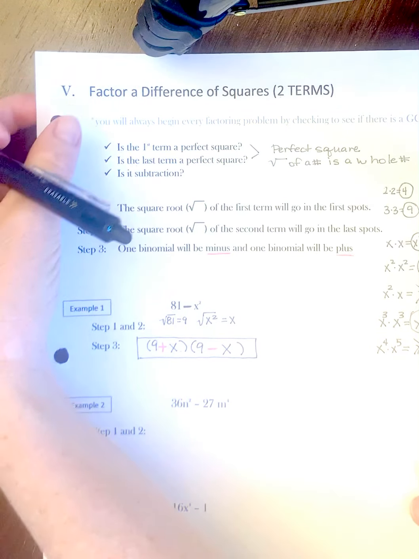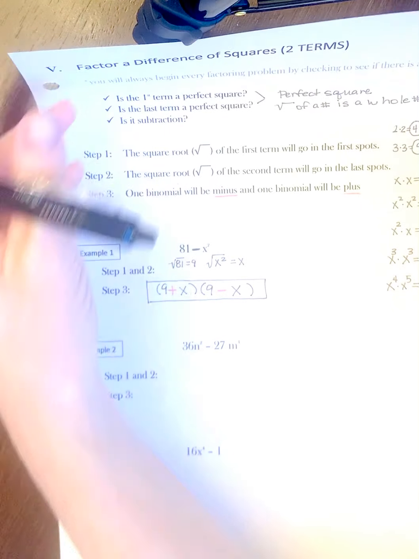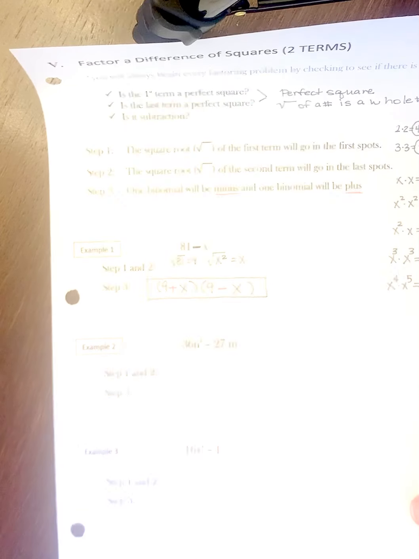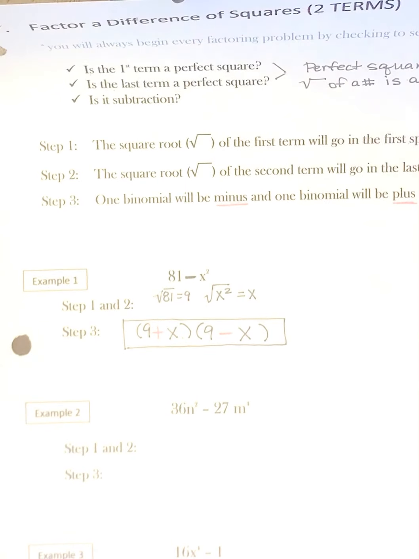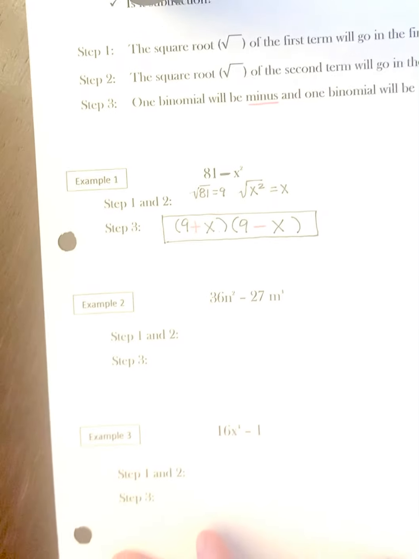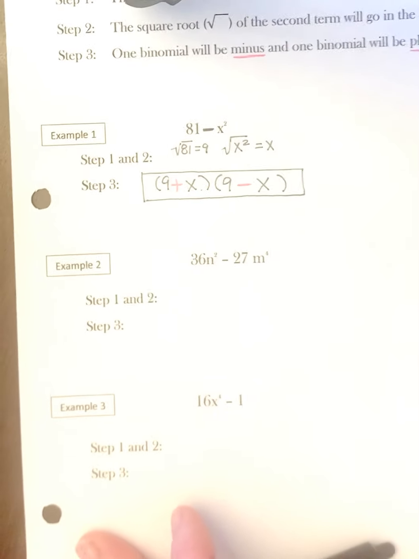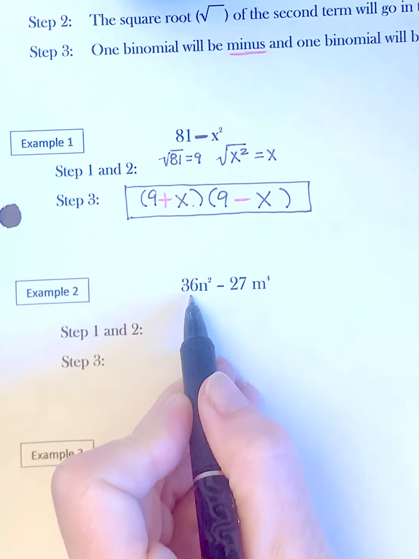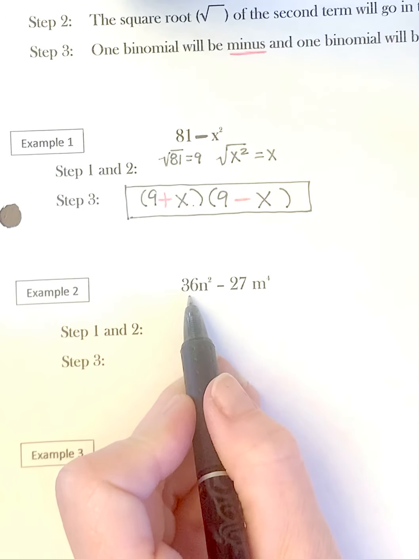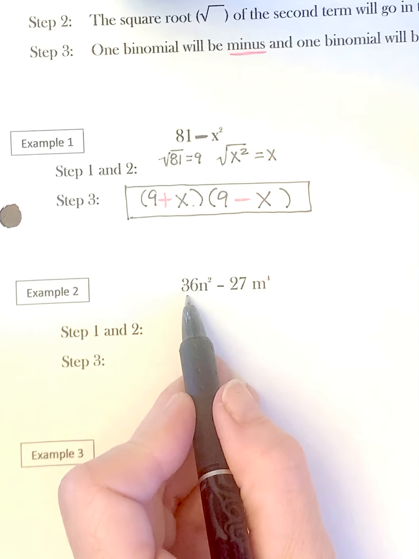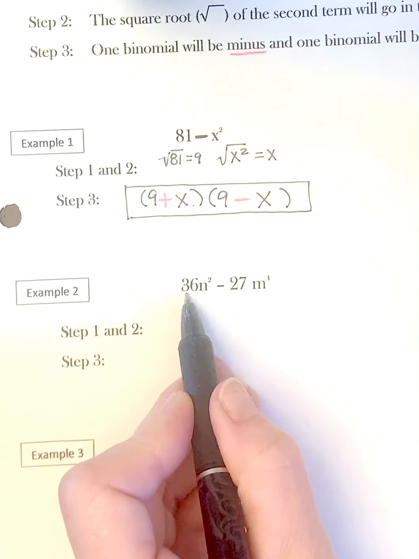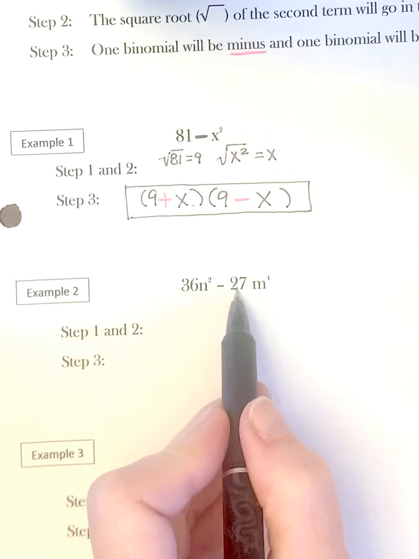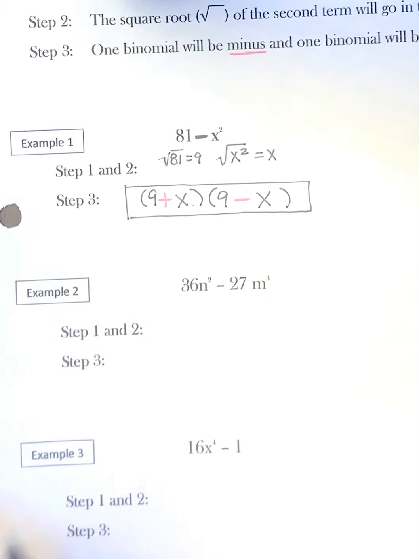Okay, let's check the next example. When I look at this, I think, okay, let me check for a greatest common factor first of all. Let me move my paper up. All right, is there a greatest common factor? Well, I can look at this. Again, you should be getting good at picking out greatest common factors. I can see that both of these are divisible by 3. They're both divisible by 9, so I know there is a greatest common factor.